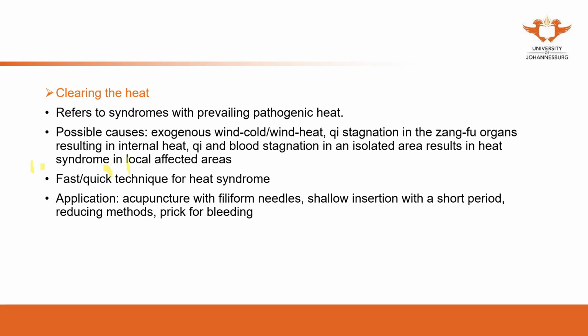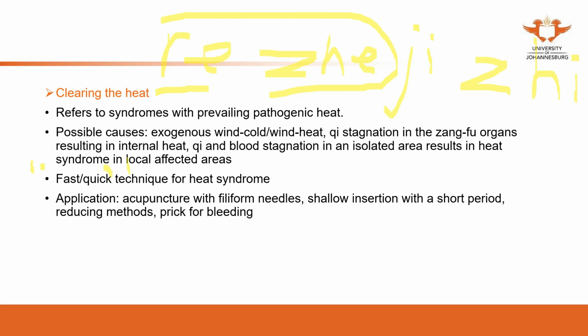This principle is described in the 灵枢, which says 热者疾之: for heat, be quick. So someone suffering from heat. These two words, 疾 means quick, and 之 has no meaning, only used to create the pattern of four words.